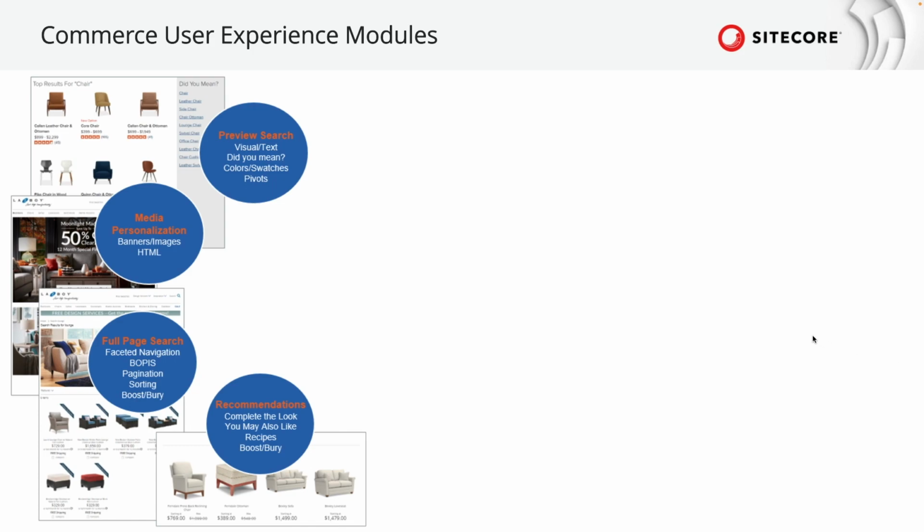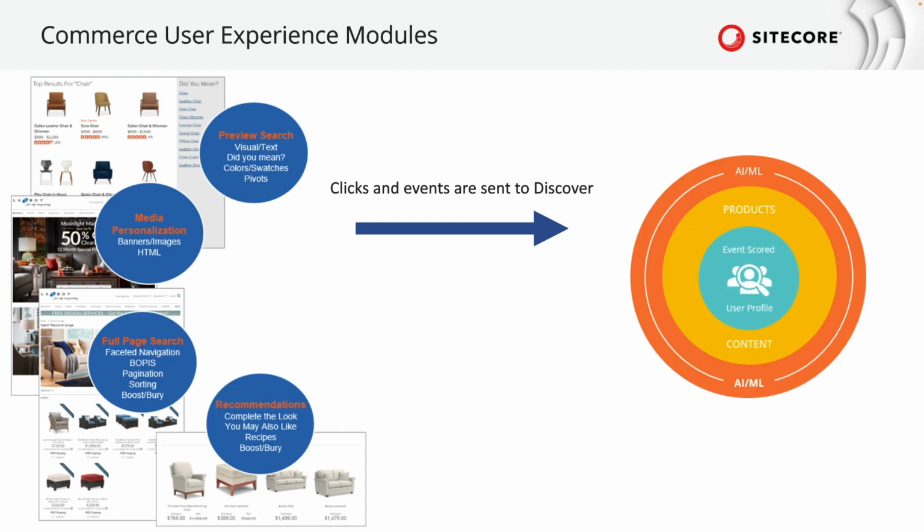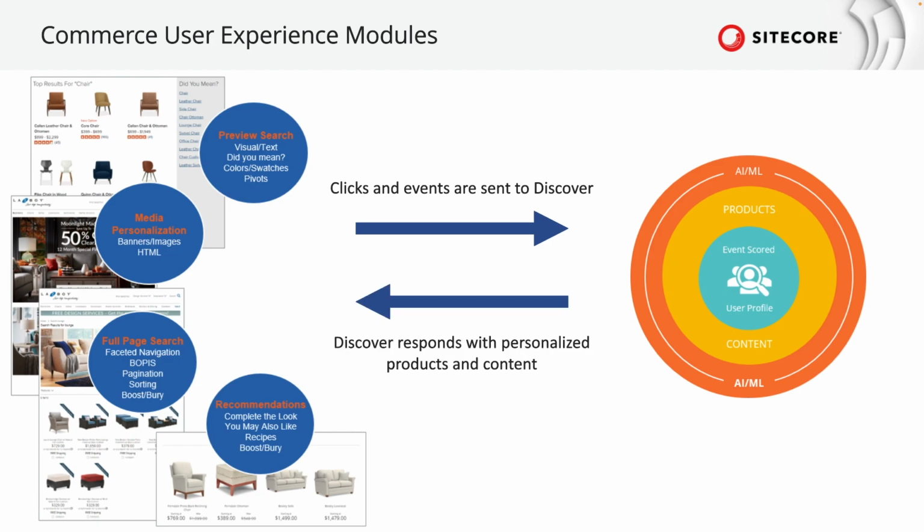These modules all sit on top of a user profile that is curated by clicks and events and continually being updated with each click. Each query generates a response from Discover, which is personalized by the affinity or product attribute scores found in the user profile. This drastically improves the relevancy of the products on display in each module.